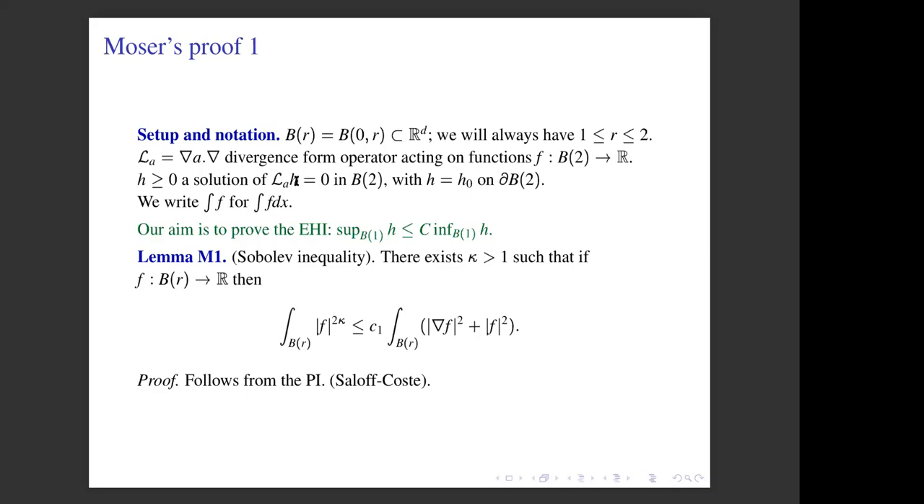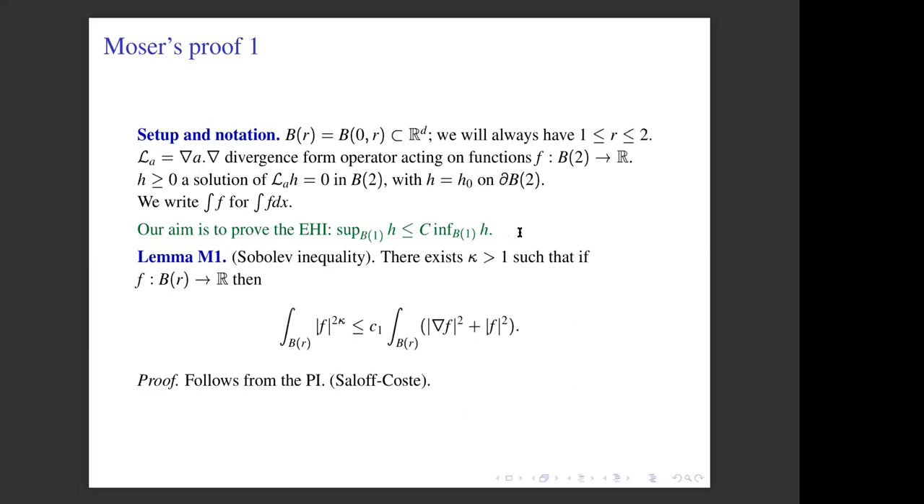So it's a solution of L_A H = 0 in B_2 with H equal to some prescribed function on the boundary of B_2. And as is common in PDE analysis, we're going to leave out the dx's to make our equations short, and so just write the integral of f for the integral of f dx. And our aim is going to be to prove the elliptic Harnack inequality: the supremum over B_1 of H is less than C times the infimum over B_1 of H.